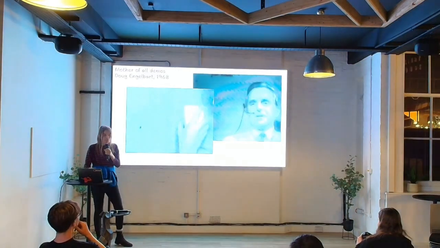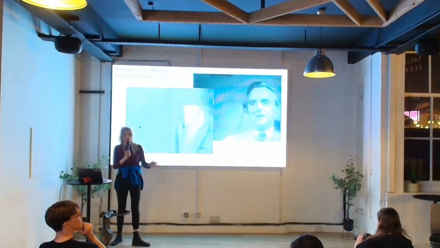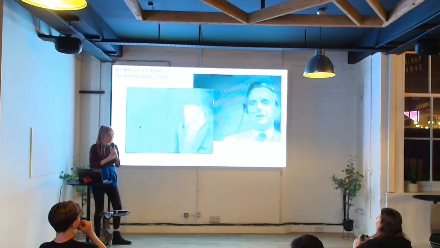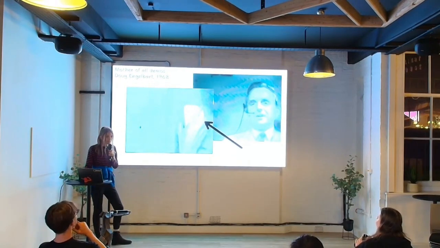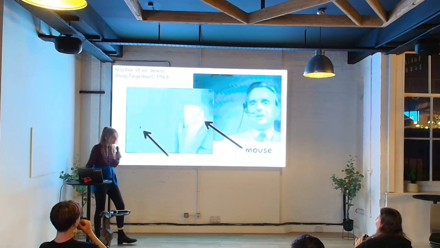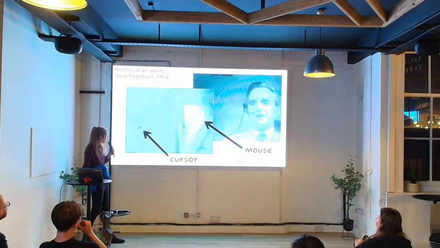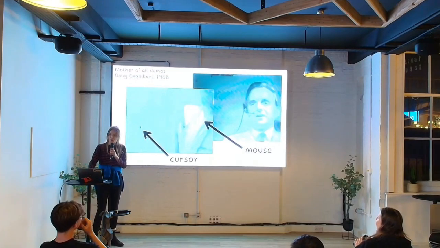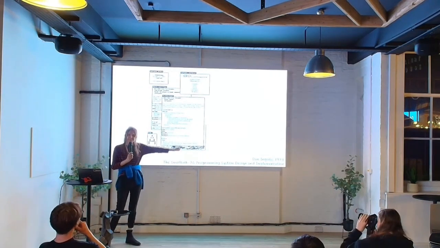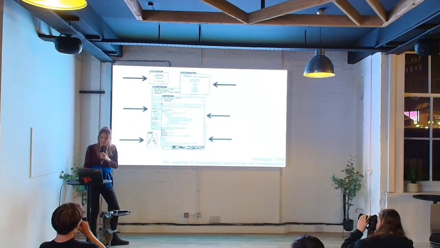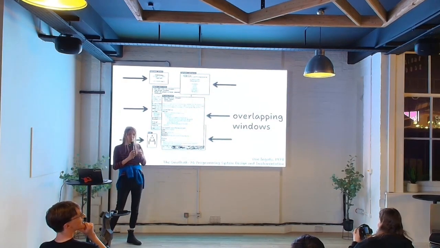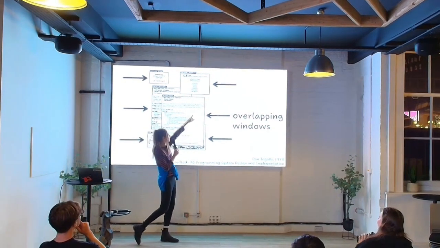We didn't have the things we have now back then. Do you know what this is? Do you know what that is? It's a mouse. And do you know what this is? It's really hard to see, but that is a cursor. It was pointing at parts of the screen. And do you know what these are? Have a look. These are overlapping windows. Not just normal windows, but look, they're overlapping a little bit.